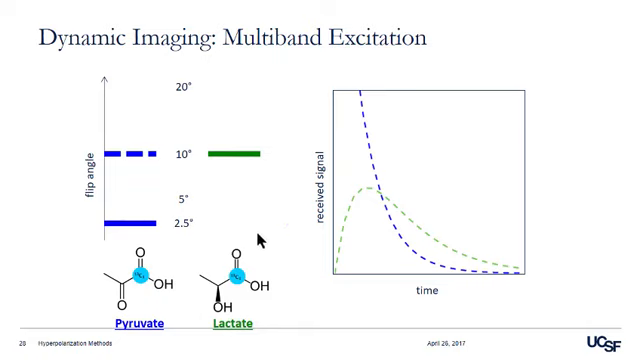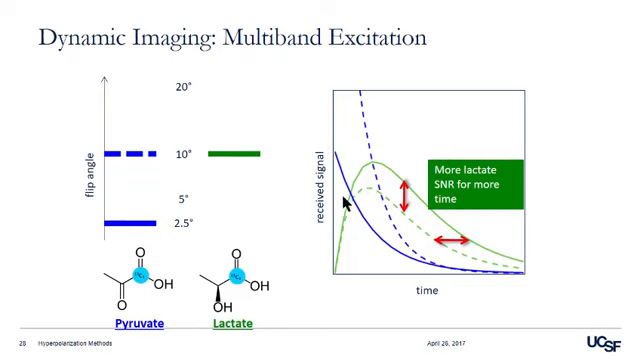Let's just tip it with a small flip angle. This is going to reduce the pyruvate signal, but we still have sufficient pyruvate SNR. And then because we preserved the pyruvate magnetization, more of that magnetization can be converted to lactate and detected once it becomes lactate. So this gives us more lactate signal and for more time.